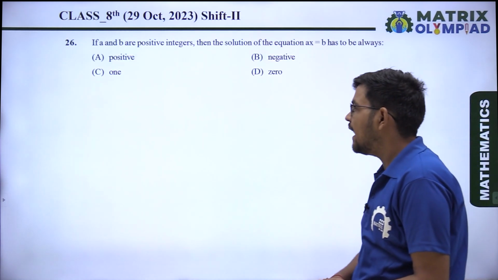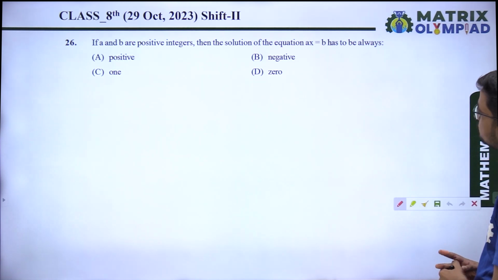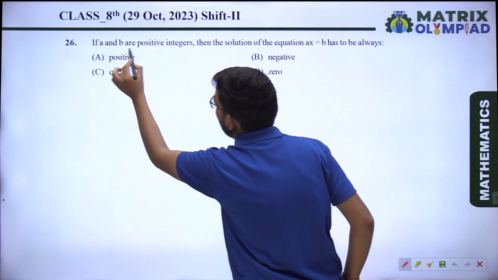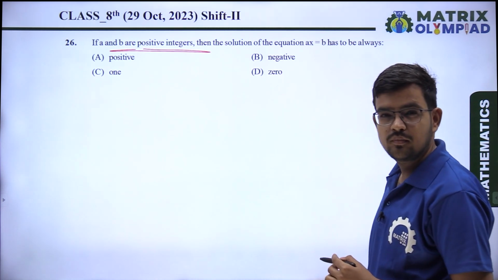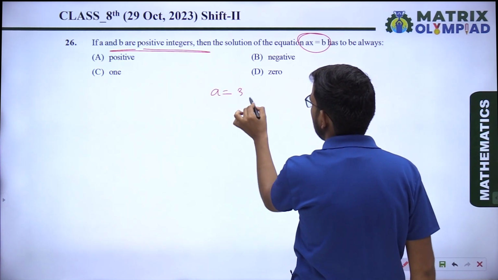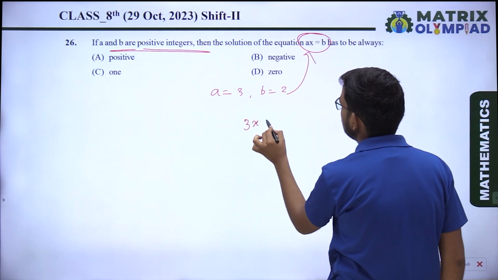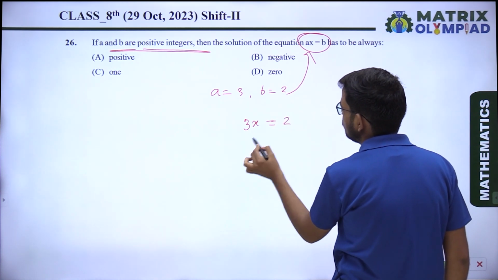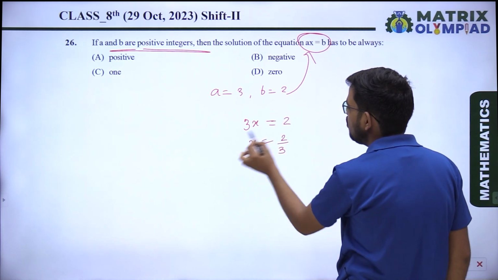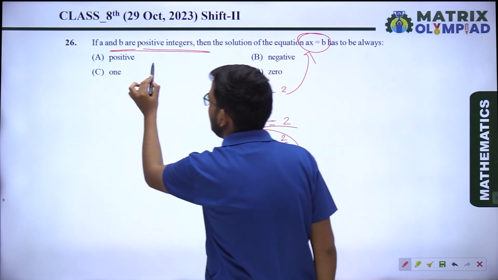Next, if A and B are positive integers, then the solution of the equation AX equals B has to be always. It is saying that A and B both are positive integers. So I am taking an example for solving this. I am just assuming A equals 3, B equals 2 and putting it here. So 3 into X equals 2. So the value of X is 2 upon 3. So is the number you are getting positive or negative? That is a positive number. So option A is the correct answer.